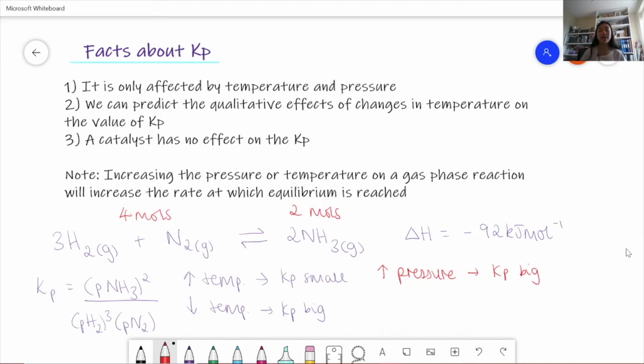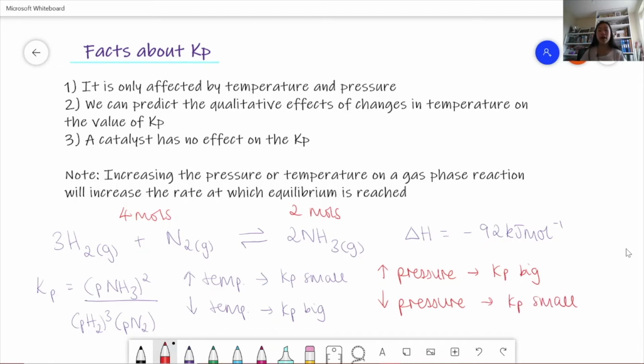And then when we decrease the pressure, the equilibrium shifts to increase the pressure. So it favours the side with the more gas molecules, which is the left-hand side. And so the equilibrium shifts to the left. And so there are more reactants, so the bottom of the fraction for Kp is bigger, and so Kp is small. So we have that when we decrease the pressure, then we have a small Kp value.